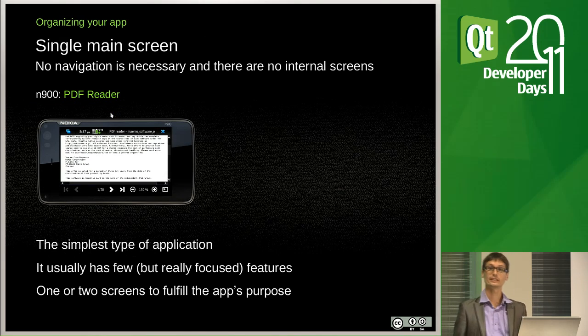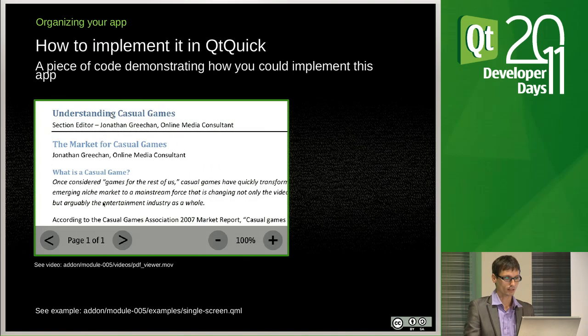The first one is the easiest one, the single main screen. For example, a PDF reader. With a PDF reader, you just open a PDF and you have buttons to change the page. But the structure of your screen is always the same. It's the same example, but in a simpler way. How to do this?